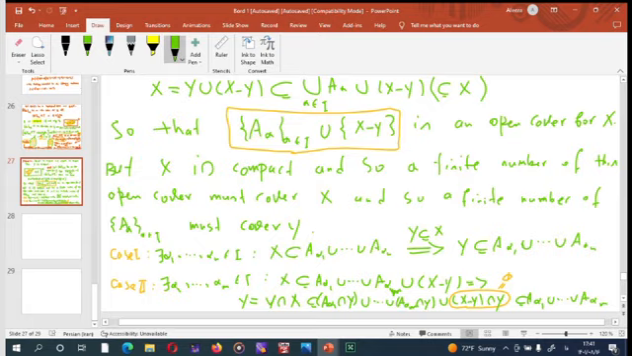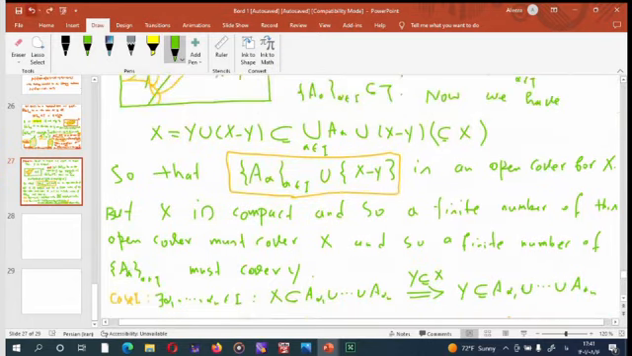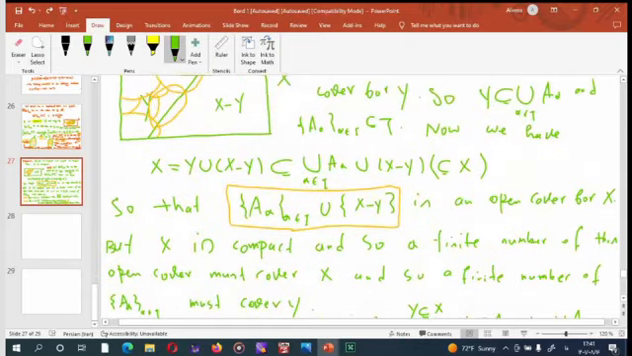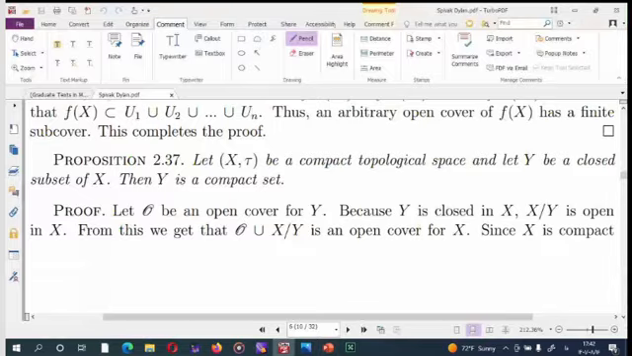So any open cover for Y has a finite subcover, such as this or this. Okay. Let X be a compact topological space and Y be a closed subset of X, then Y is a compact set.